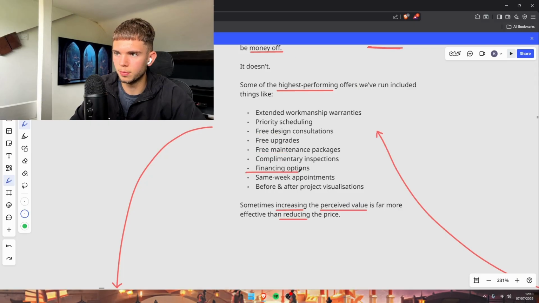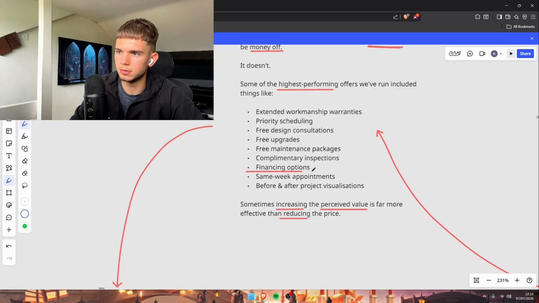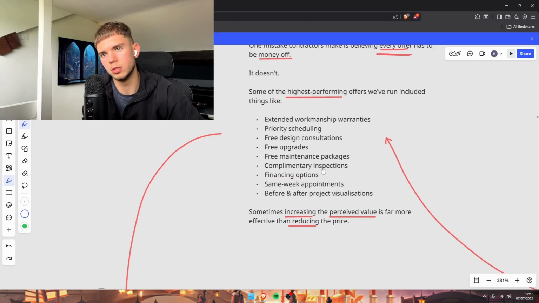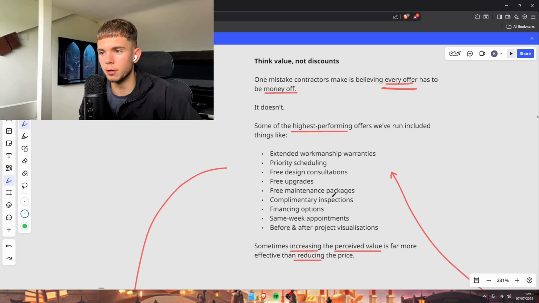Now, a really good offer is this, the finance options, because a lot of people don't necessarily want to put down straight away 50k into a project.